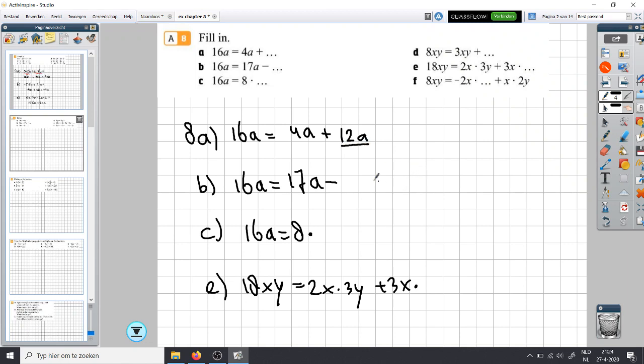For b, the same rules apply for subtraction. So what's a common mistake that some people make here? Well, 16a is 17a minus... What common mistake can you make here? Well, some would write down this: 17a minus 1. But this I cannot subtract from 17a because they are not like terms.